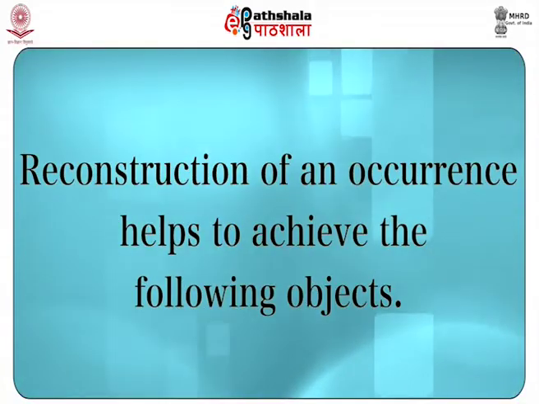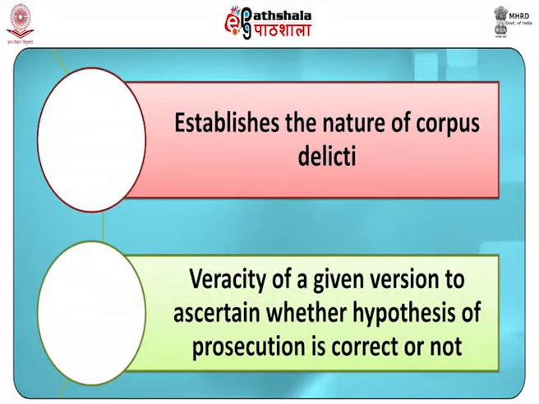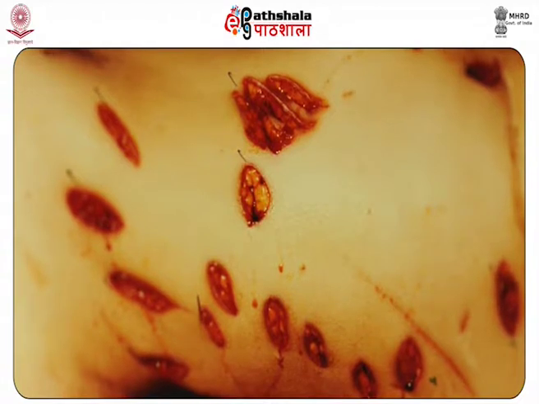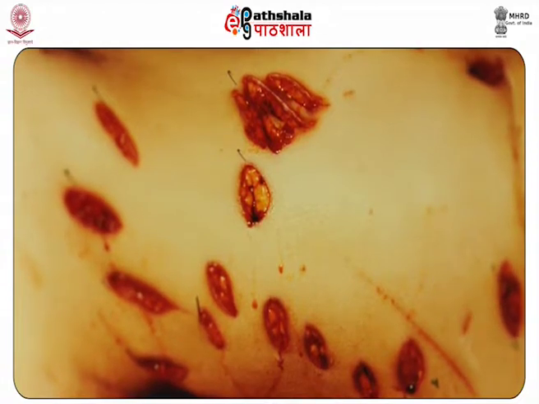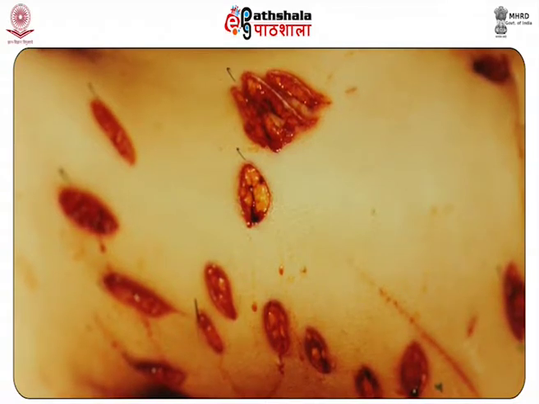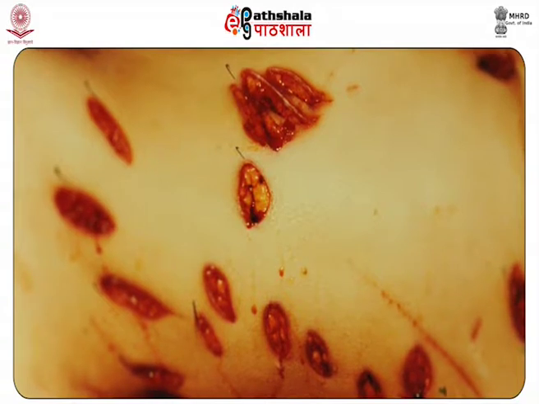Reconstruction of an occurrence helps to achieve the following objects. It establishes the nature of corpus delicti, the veracity of a given version, to ascertain whether the hypothesis of prosecution is correct or not. In a case, there were several holes on the body of the victim. The ballistic expert explained that there was only one entrance hole, indicating involvement of one man and one shot.